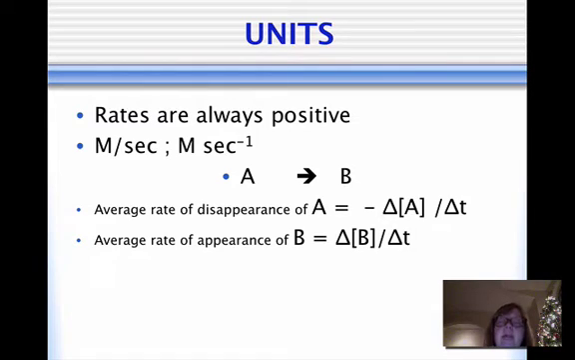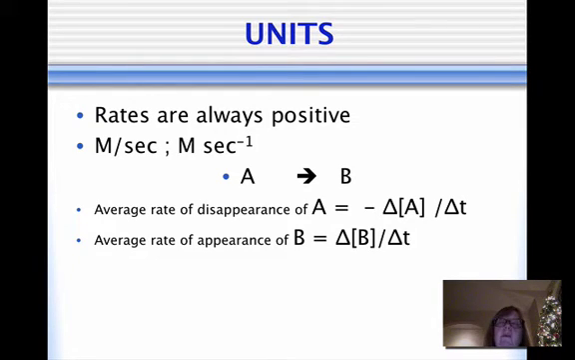Now, A in this reaction is disappearing. Our reactant is disappearing, and B, our product, is appearing. Now, it only makes sense if a rate is positive. So the average rate of disappearance of A is equal to negative delta A divided by delta t. Because remember, A's concentration is going down because it's disappearing, so that final concentration is going to be smaller. So the smaller number minus the initial concentration is going to give you a negative number. So that's why we put that negative sign out front. Okay, the rate of appearance of B is just delta B over delta t.